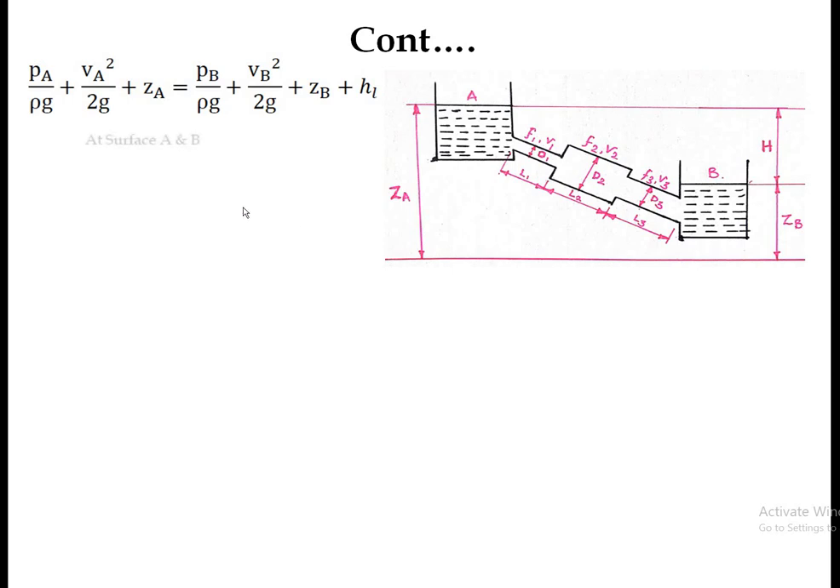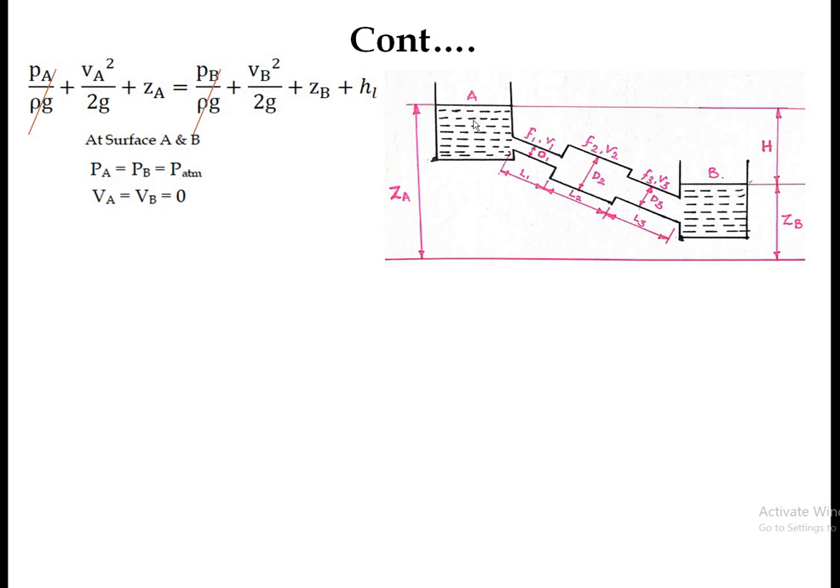In this case, the pressure at A and the pressure at B are what? The atmospheric pressure. On both surfaces the pressure is atmospheric. Therefore we can cancel these two terms, PA upon rho G and PB upon rho G. Next, VA equals VB, so the velocity at A and the velocity at B is equal to 0.